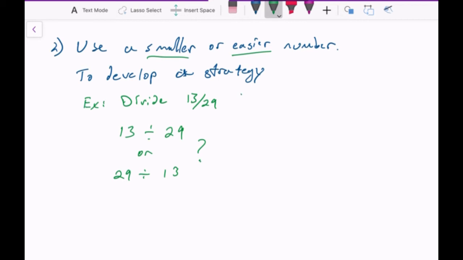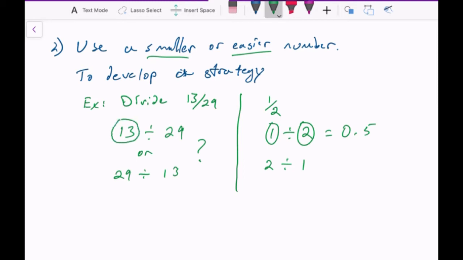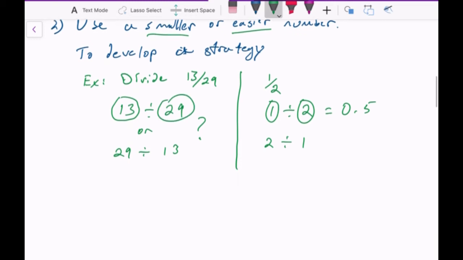So if I can't remember that, well, I could pick an easier number that I do know something about. For example, I know that 1 divided by 2 on a calculator should give me 0.5. So I could try 1 divided by 2, 2 divided by 1, and see which one gave me 0.5. And of course, it's going to be this top one here, where I took the top number first and the bottom number second. So that gives me a clue for the original problem. I would type in the top number first, and the bottom number second.